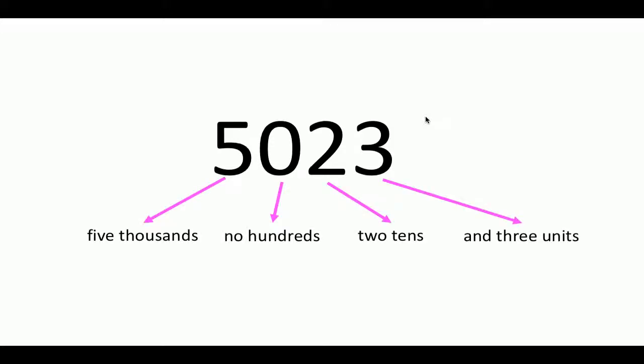Anyway, here's a different number. It's 5,000s, no hundreds, 2 tens and 3 units. And it's important that children remember that although this 0 means nothing, here it's a very important nothing, and it's important that we keep the numbers separate and that we keep these columns separate.